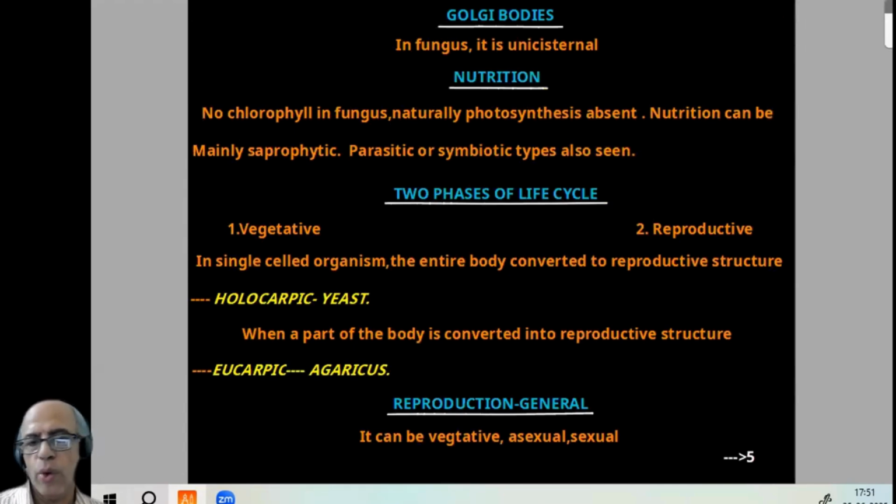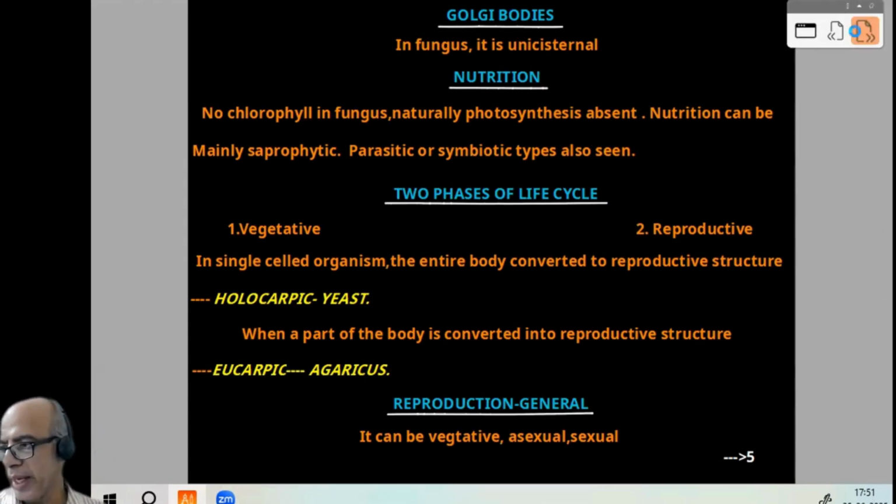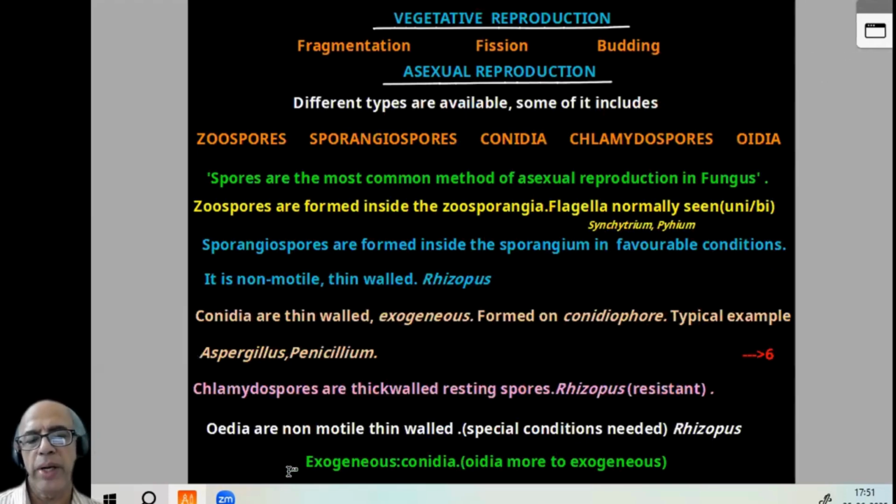Nutrition: no chlorophyll, so no photosynthesis. So it will be mainly saprophytic, can be parasitic or symbiotic. Then two phases of life cycle, that is vegetative and reproductive. Then what is meant by holocarpic, example is; what is meant by eucarpic, example is Agaricus, based on conversion to reproductive structure. Then reproduction in general: vegetative, asexual and sexual. Under vegetative reproduction, three types will be seen: fragmentation, fission and budding. Asexual reproduction, different types and forms are available.